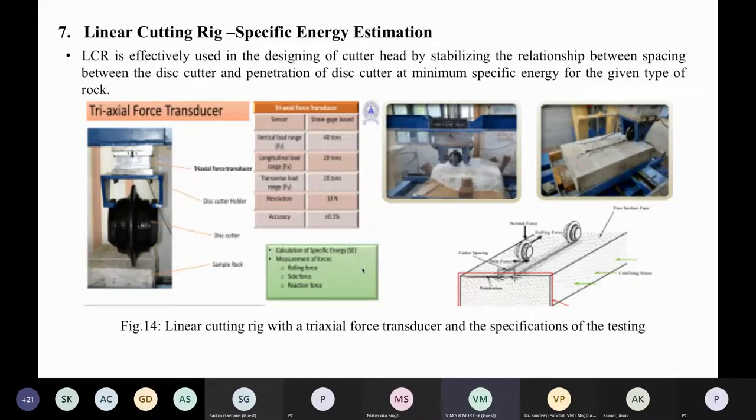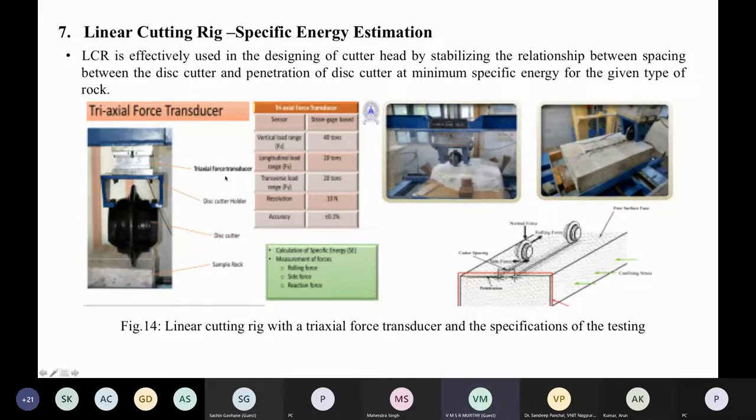So what you see in this figure is the actual disc, the actual ring, that we are using. As I mentioned, this was provided by TerraTech for our academic study purpose. And we have a triaxial force transducer, which can measure up to, say, 40 tons in the vertical direction. That means I can press this particular disc into the rock with 400 kilonewton force, which is fairly a very good force that is almost comparable with whatever TBMs we are using in the field. And that was the very purpose, that we can do full-scale testing also and see how the rock blocks perform.